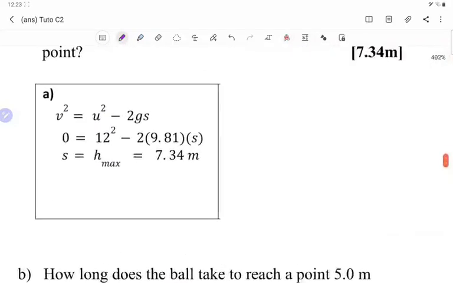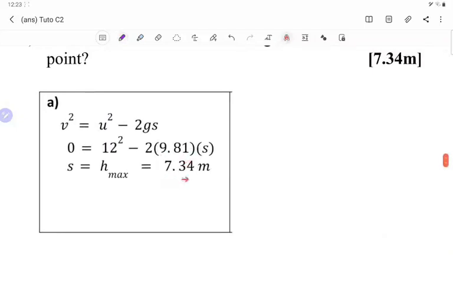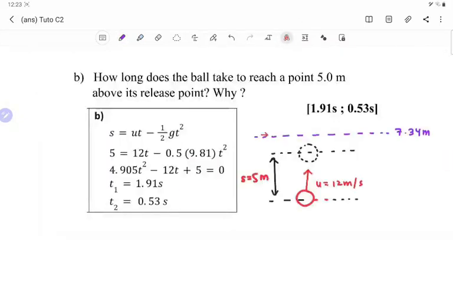Okay, so just now for A, you have calculated that the maximum height is 7.34, which is somewhere around here. Okay, so this ball, bila dia lalu dekat 5 meter, it will arrive at the highest point, lepas tu dia akan turun balik. So, 2 kali dia akan lalu pada 5 meter ni. So, the first time is when T equals to 0.53 second. Lepas tu dia patah balik 1.91 second. So, dia ada 2 masa dia lalu dekat 5 meter.